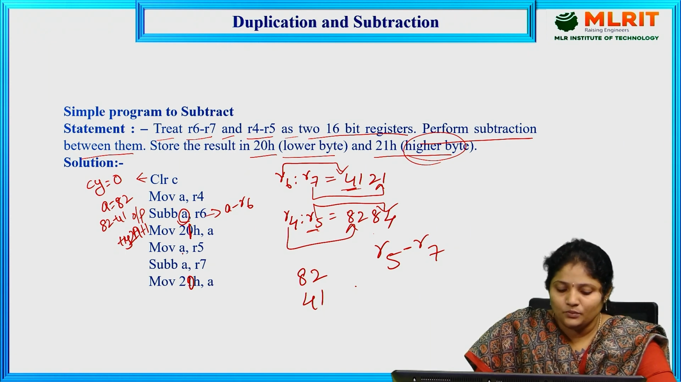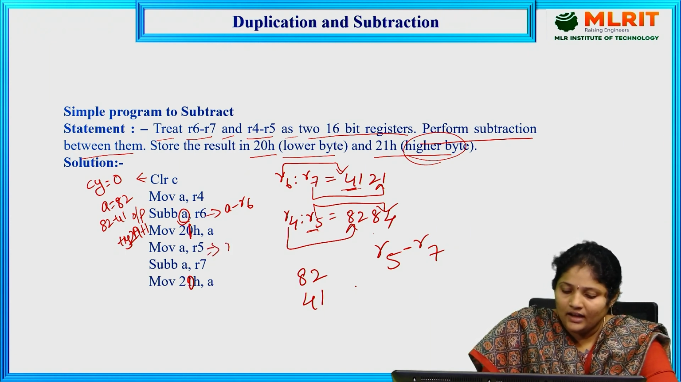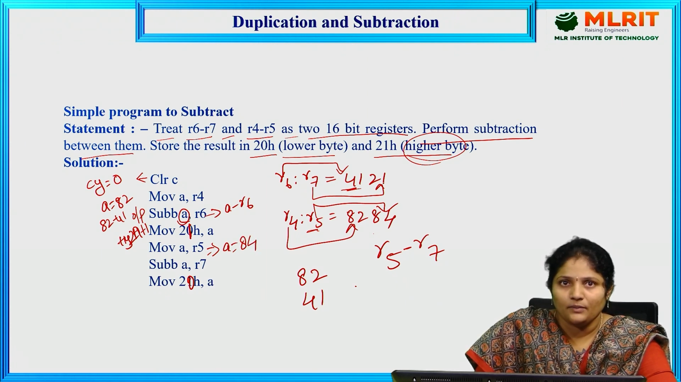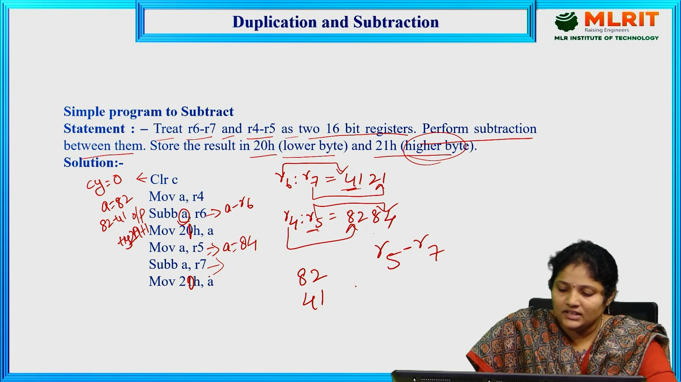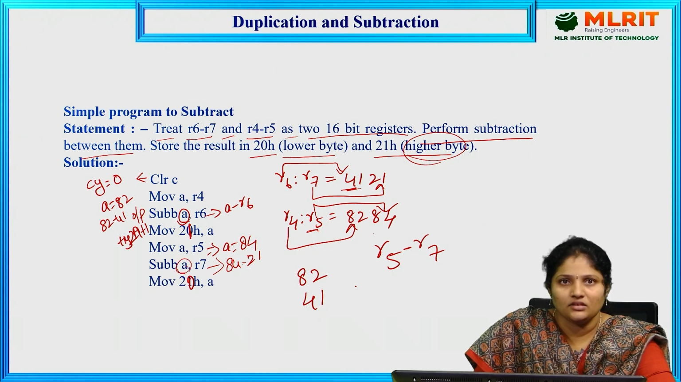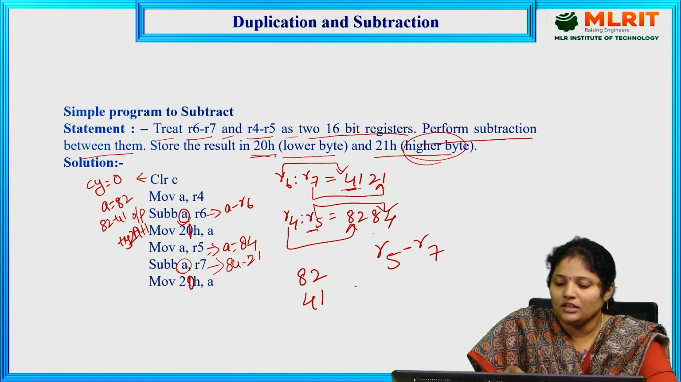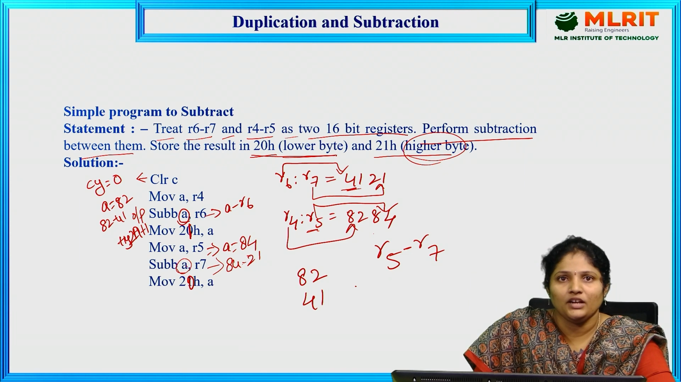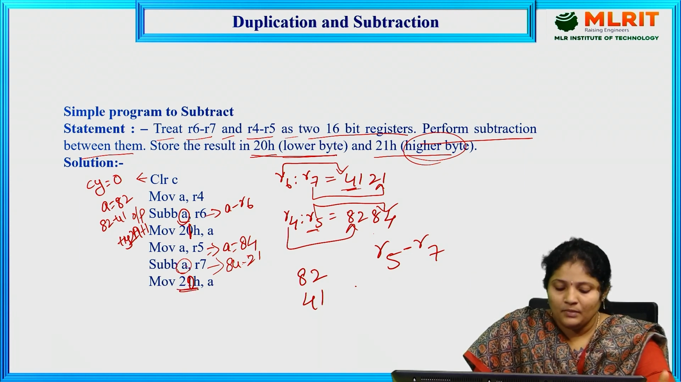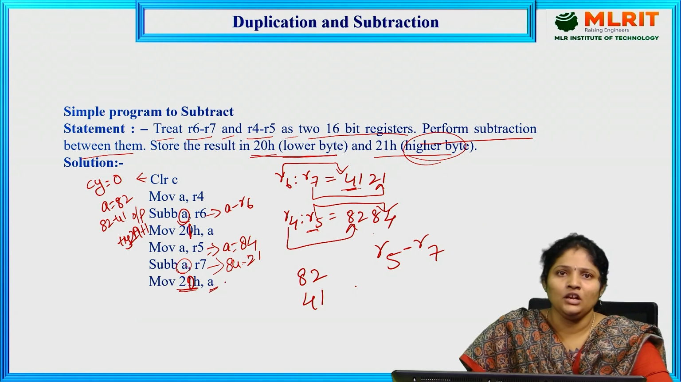So first I was moving the data in the R5 register to A. So A is having the data 84 and the data 21 should be subtracted from this. So that's why A minus R7. So 84 minus 21 will be performed over here and the output will be stored in A register. And we have mentioned that the lower byte of operation should be loaded into the 20H. So the 20H memory will be loaded the lower byte operation.